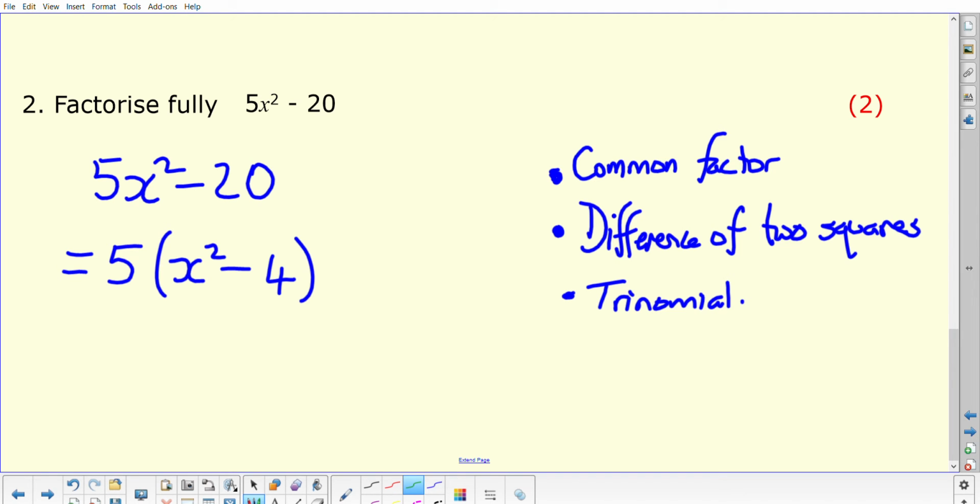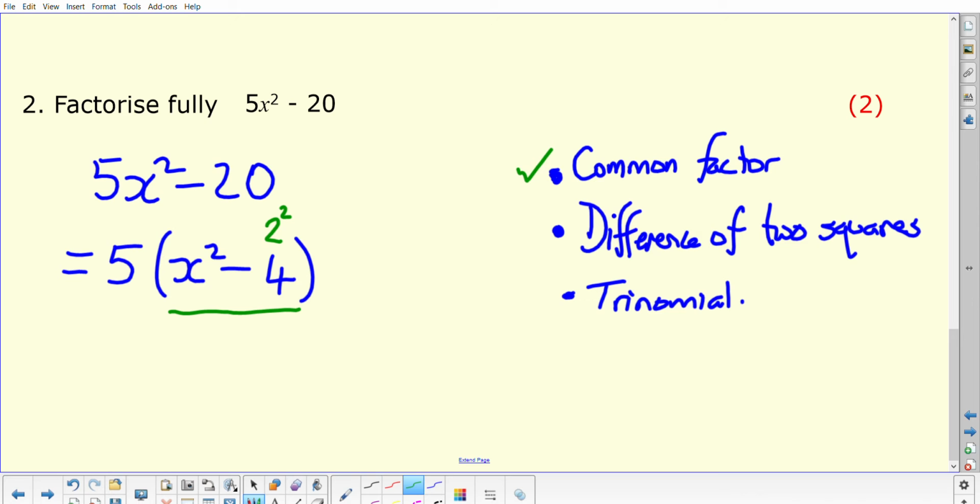So we've already seen that we had a common factor. Now when we look at this, we can see difference of 2 squares. The word difference means take away. You've got 2 square terms here. The x has clearly got a square on it. The 4, although it doesn't have a square on it, is in fact a square number.